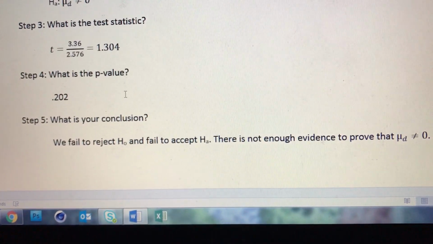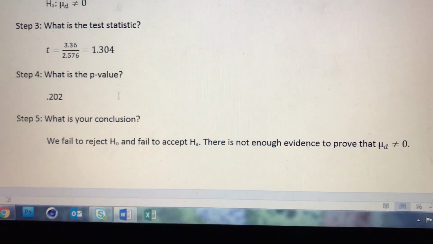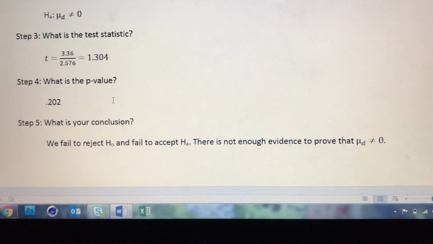Lab 8 will go over this information as well.